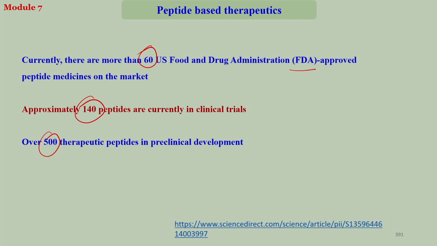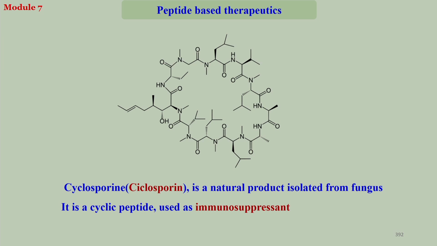So, I have obtained this information from this journal article. I also work on peptide chemistry, and we have also developed some peptides. I will not show it here. Some of the peptides can act as therapeutics. So, this is another example of another peptide named cyclosporine.